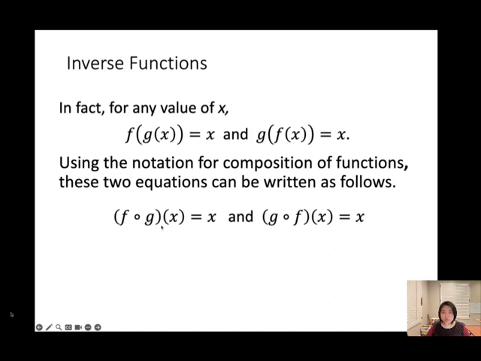f of g of x equal to x. f of g, this guy, is equivalent to this one. Okay, you're gonna plug g into the f. And then g of f of x, this guy is equivalent to this one. You're gonna plug f into the g. Then you should get back the x here. That means they are the inverse functions.